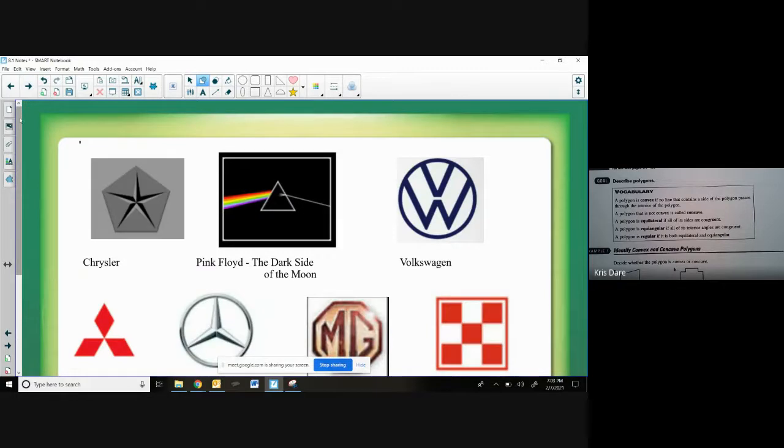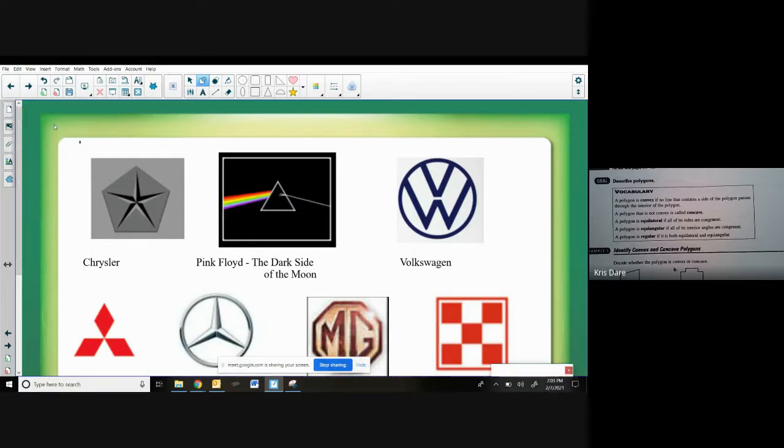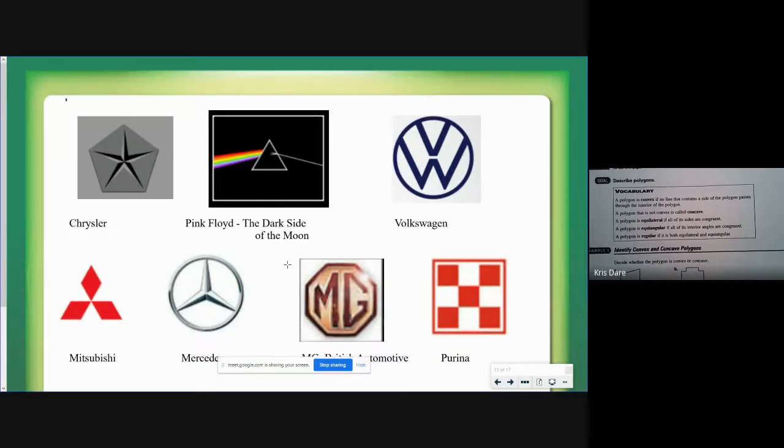Okay, and then I took some time to look up some of the symbols. It's really common for companies to choose symbols that are symmetric and really simple. These are some examples that have regular polygons. The Chrysler symbol has a regular pentagon on the outside, and then it's got a star, which is just joining the center to each of the vertices.